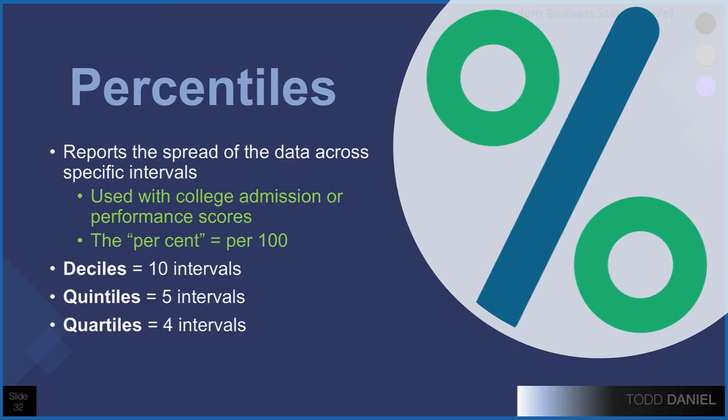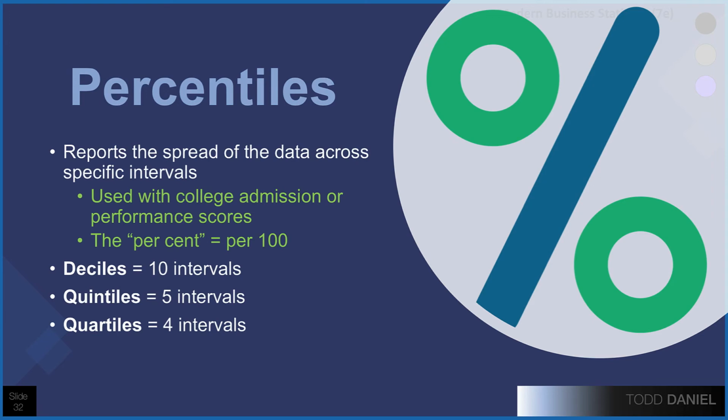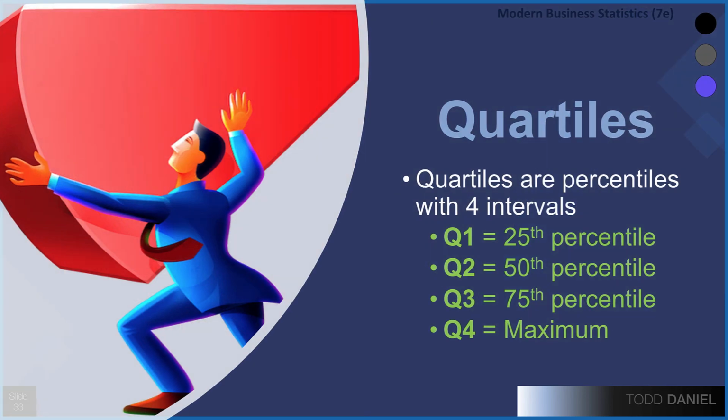The word percent means per 100. Just like a penny is 1 cent, it's 1/100th of a dollar. Cent is referring to hundredths. So we can use percent as per 100, or we could actually create smaller intervals, 3 or 4 or 5. If we use 4 intervals, that is called a quartile. If we have 5 intervals, that's a quintile. 10 intervals is a decile. These are all ways of describing groupings of numbers within a distribution.